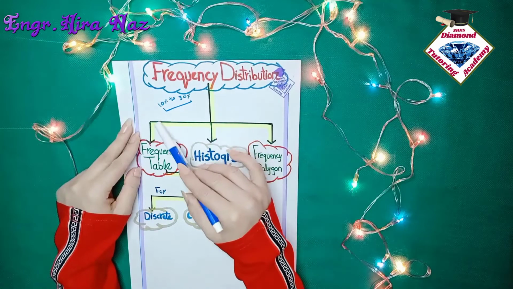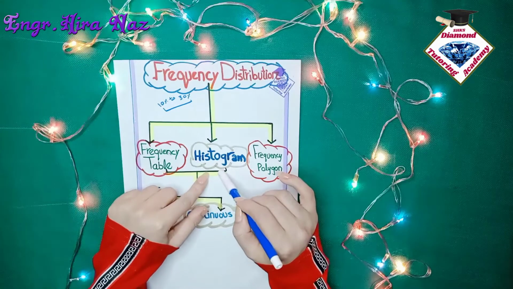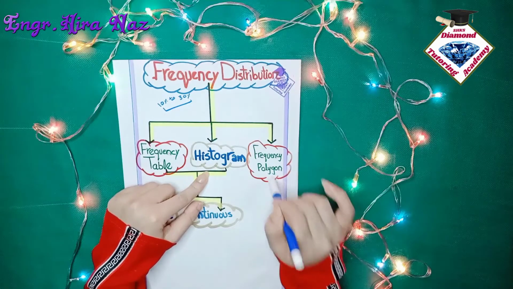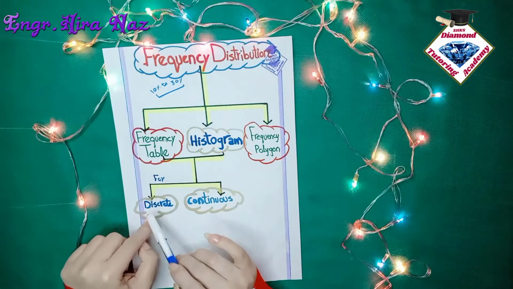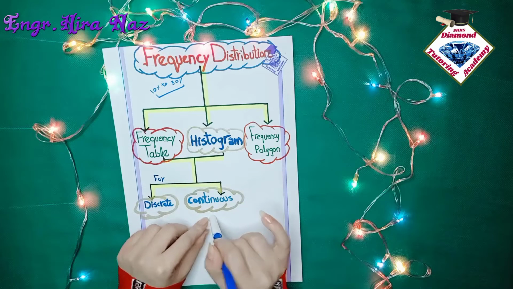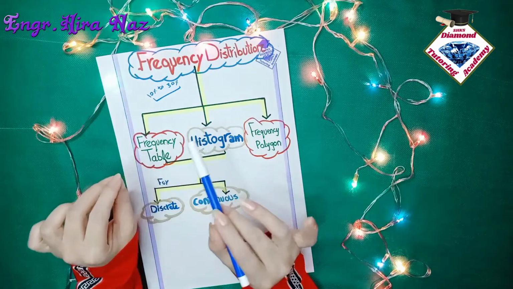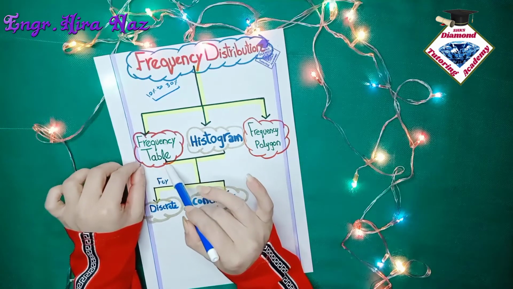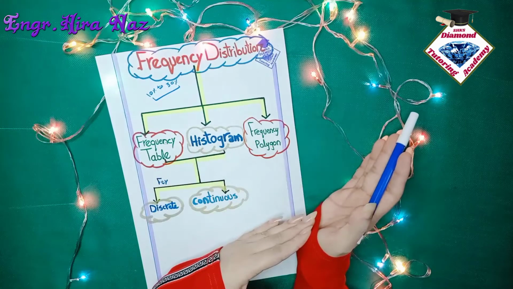First way is by constructing frequency table, the second way is by constructing histograms, and the third way is by constructing frequency polygon. Frequency table and the histograms can be constructed separately for both discrete and continuous frequencies. Understand? We'll discuss them all one by one in detail. But today, we'll only discuss the first way of frequency distribution, and that is frequency table. Rest of the 2 ways we'll discuss in our later videos.